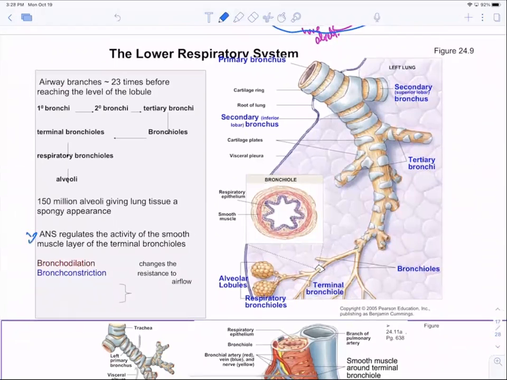The autonomic nervous system controls the smooth muscle, which bronchodilates and bronchoconstricts. So bronchodilation is actually the fight or flight or sympathetic. And bronchoconstriction is parasympathetic. And so we'll talk about that more in physiology as well. But this is controlled by the smooth muscle here.